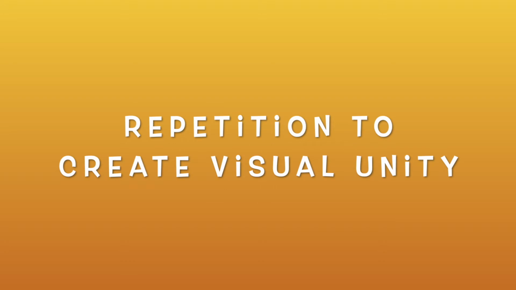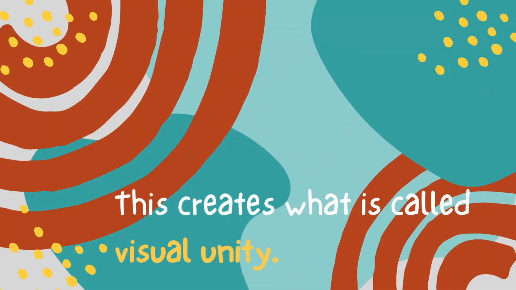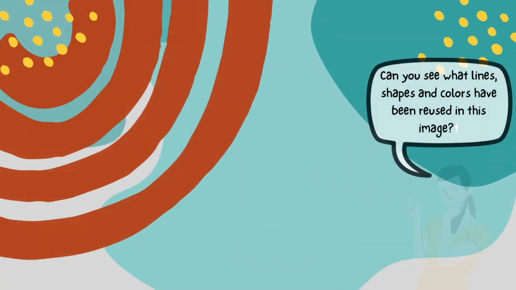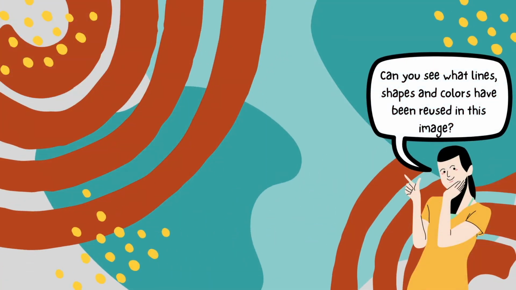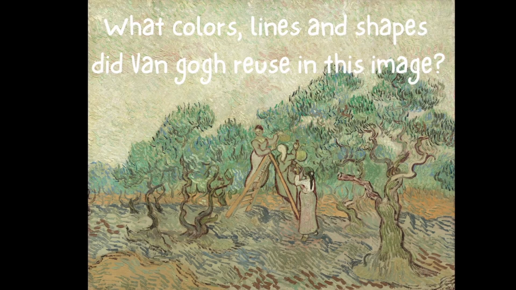Now let's talk about how artists use repetition to create visual unity. Artists repeat lines, shapes, and color to tie an image together. This creates what is called visual unity. Can you see what lines, shapes, and colors have been reused in this image? What colors, lines, and shapes did Van Gogh reuse in this image? What colors do you see again and again? What types of lines?